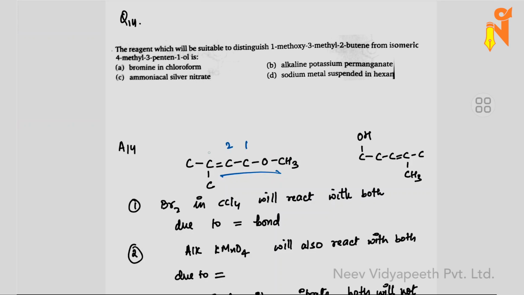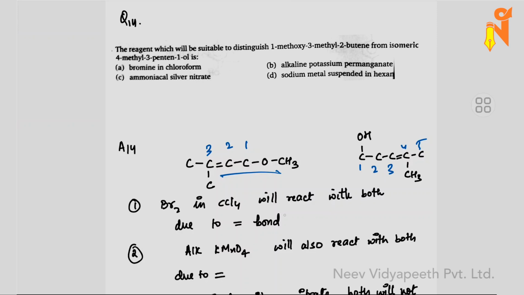On second position, the double bond is present. On third position, the methyl is present. Another compound is 1, 2, 3, 4, and 5. So on the first position, OH is given. Third position, double bond is given. And on the fourth position, methyl is given. So 4-methyl-3-penten-1-ol. They are asking us to distinguish between these two compounds using the given tests.